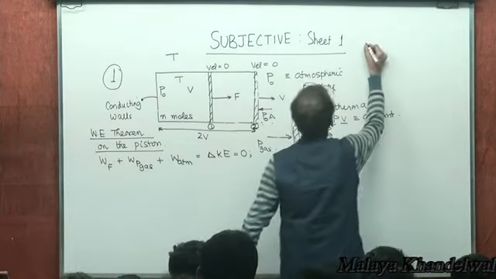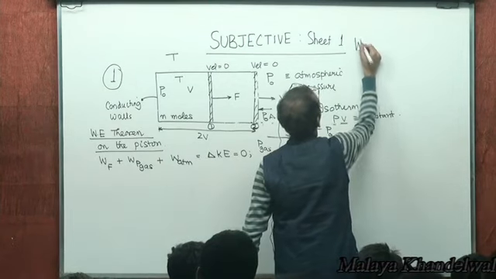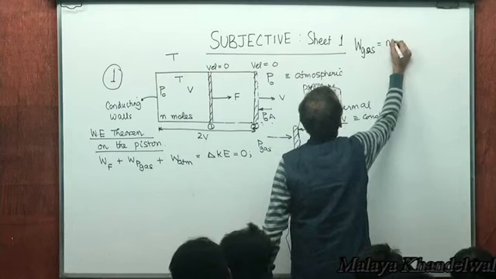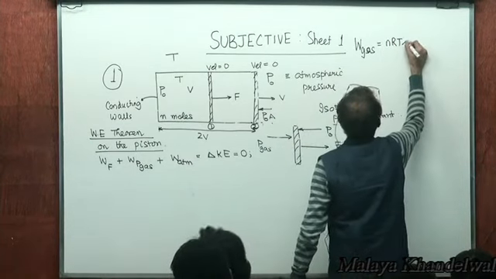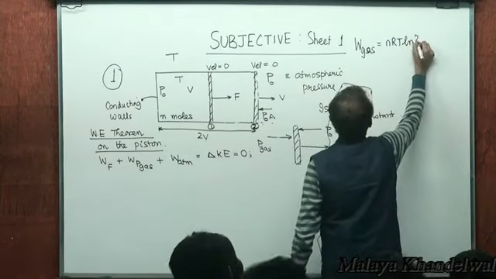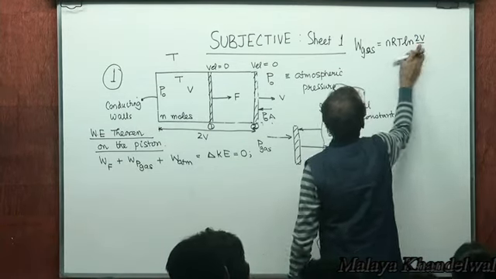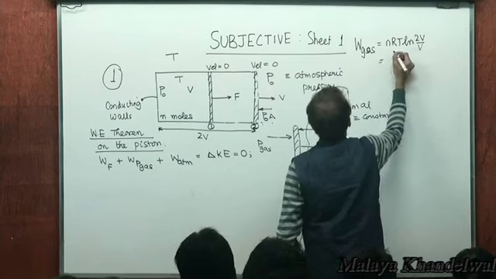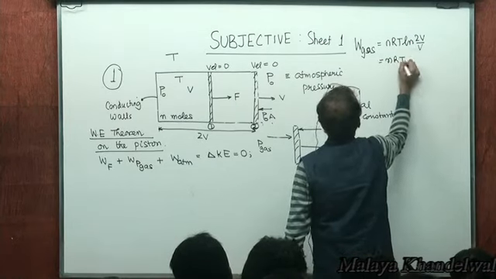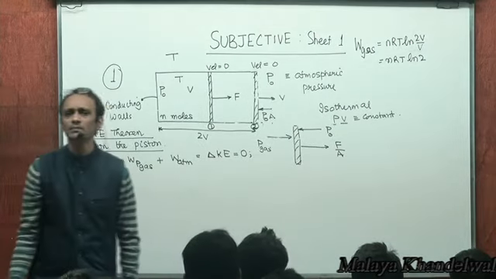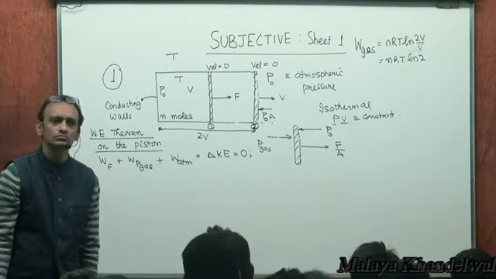So work done by the gas is going to be nRT log V2 by V1, final volume 2V, initial volume V. So nRT log 2 is the work done by the gas. Yes or no?